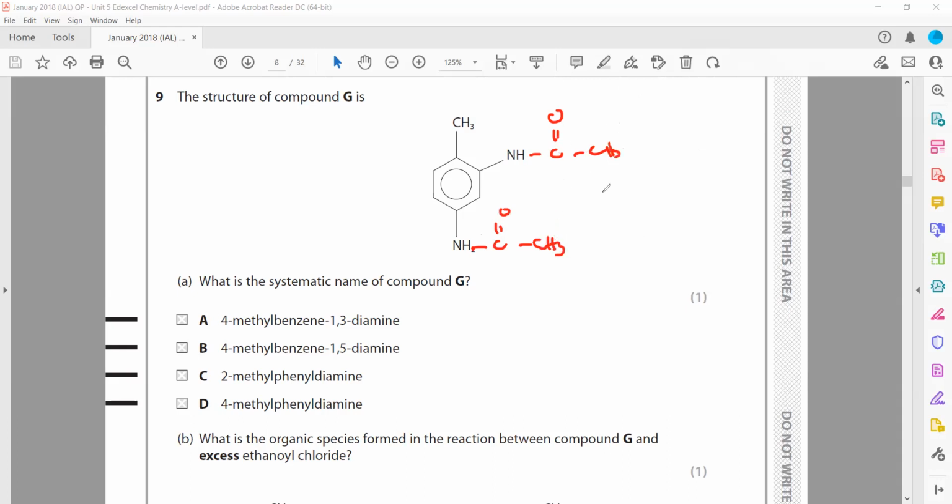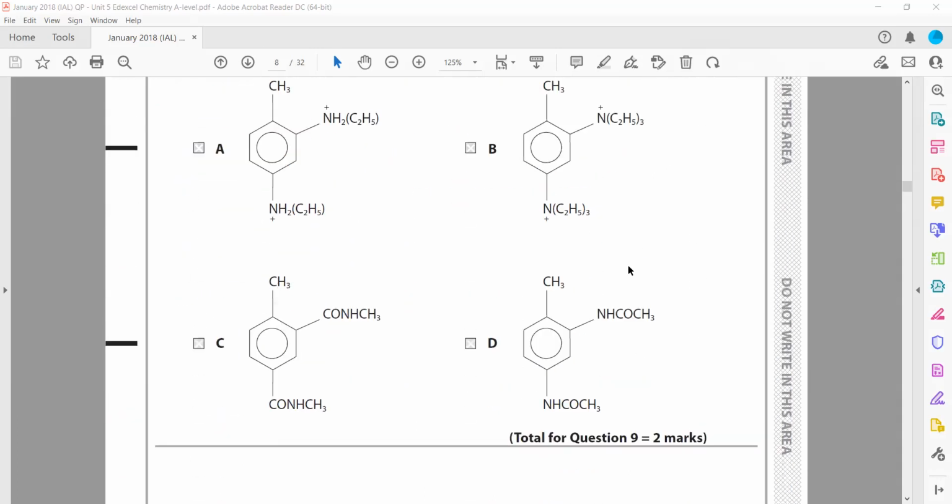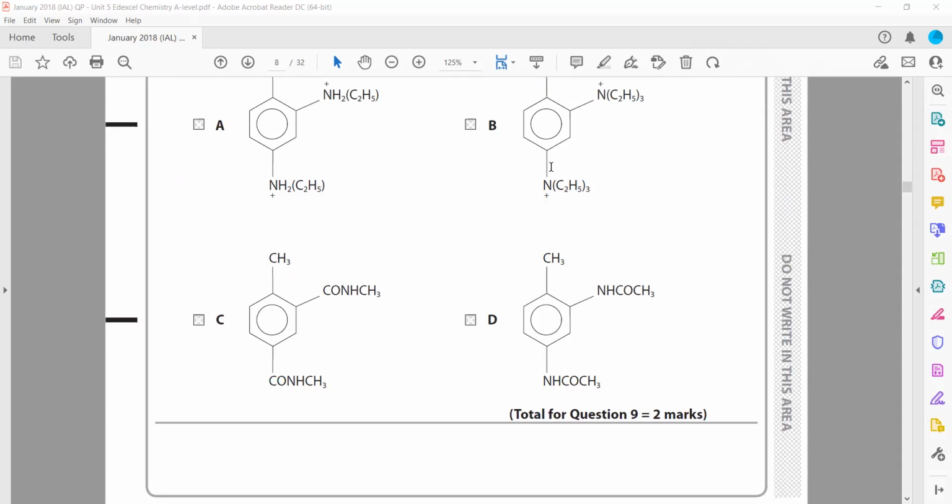So this is what forms, or I can say NHCOCH3. So which option do I have? NHCOCH3. That is in option D. That's why D is the right answer.